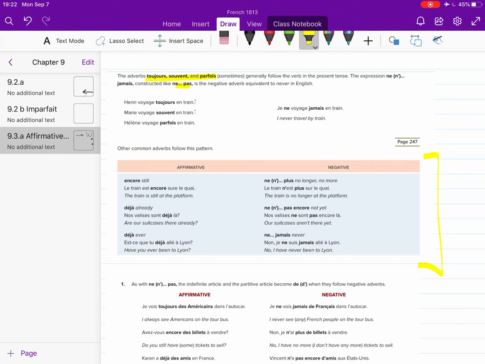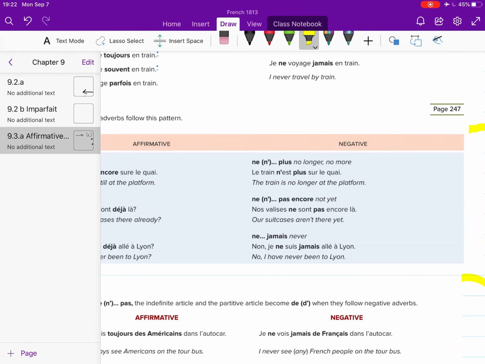So our negative ones are going to work exactly like ne pas did. Namely, you put your ne before the first verb, and you put your other word, plus, pas encore, and jamais, after that.